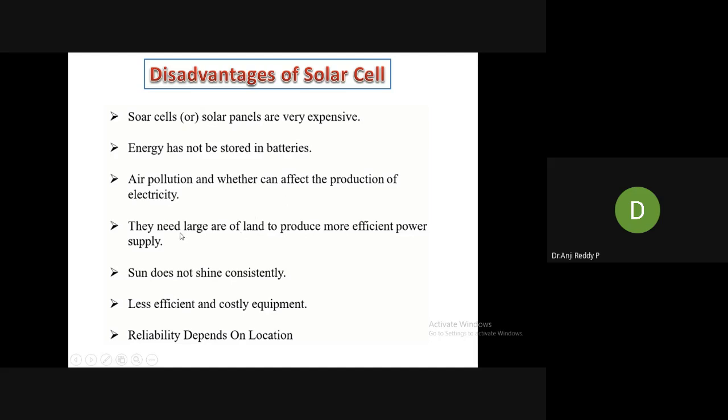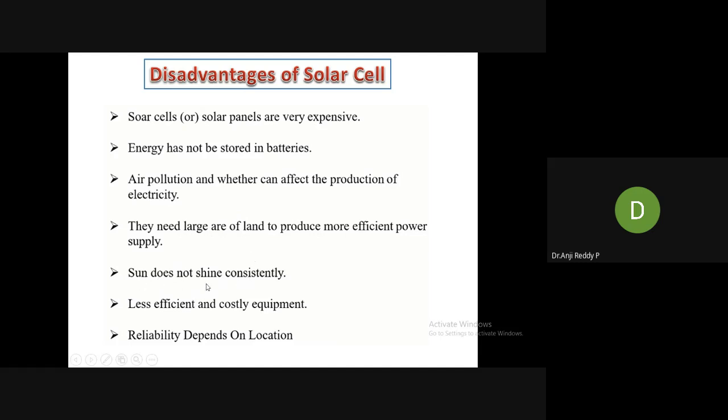And next one, they need a large area of land. To produce a more efficient power supply, we need a large area. And the sun does not shine consistently.